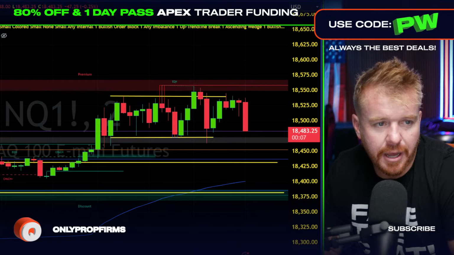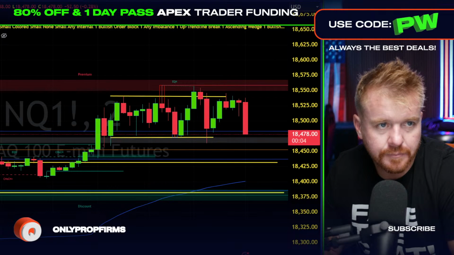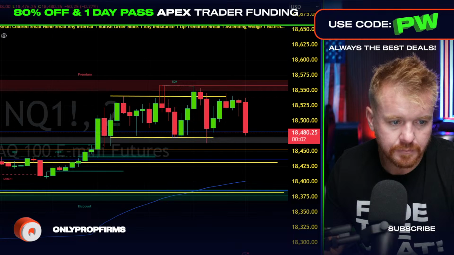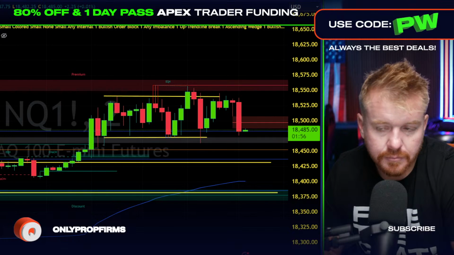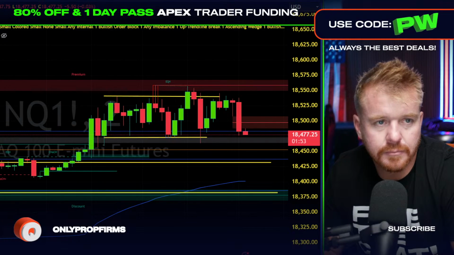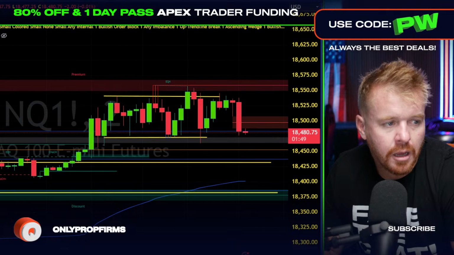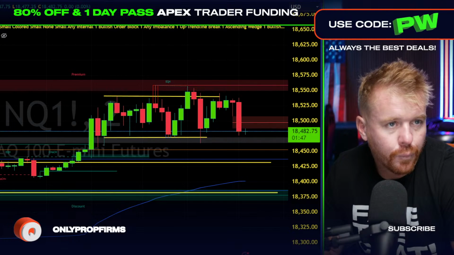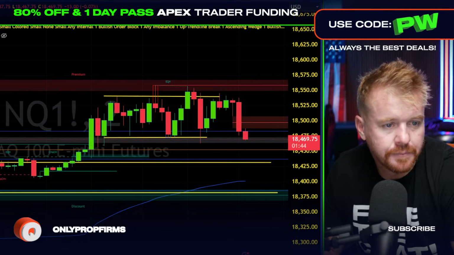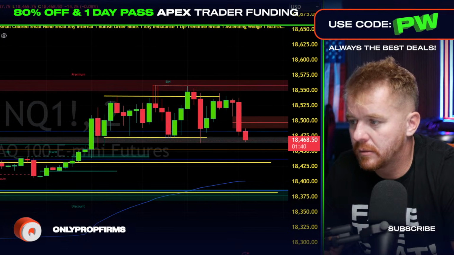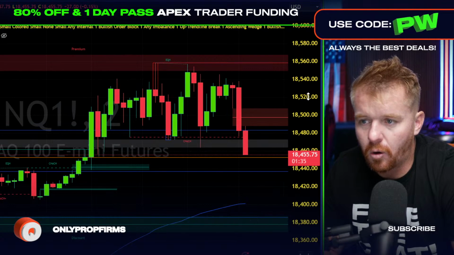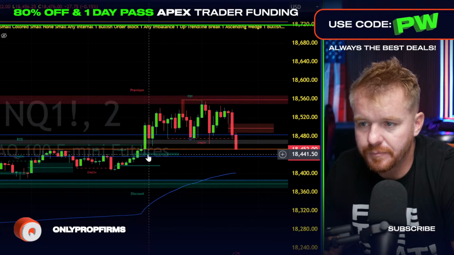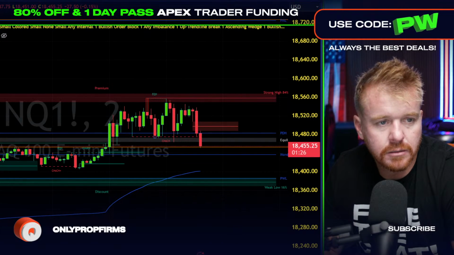Another dump. Nasdaq dumping hard here. Back to the pivot point. Oh, Lord. Now the question is, do we get the break of that 15-minute opening range to the downside? Back to the VWAP down there.